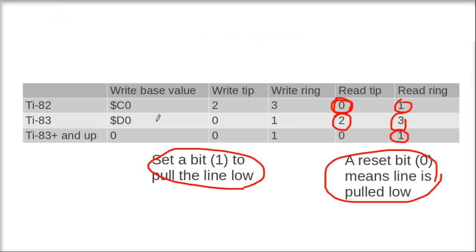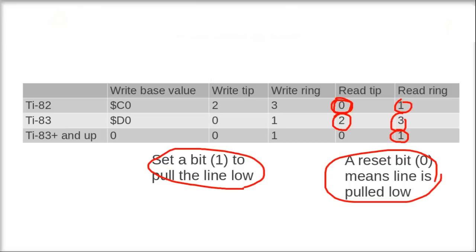Now, writing data to the port is also very confusing, because there are 8 bits involved, and only 2 are really interesting. And the other 6 bits you have to leave in place. You don't want to mess with them, because sometimes they can screw up things. Not always, but sometimes. So on an 83 plus, it's real easy. Just take the value 0, all bits reset, and to pull the tip line low, you just set bit 0.